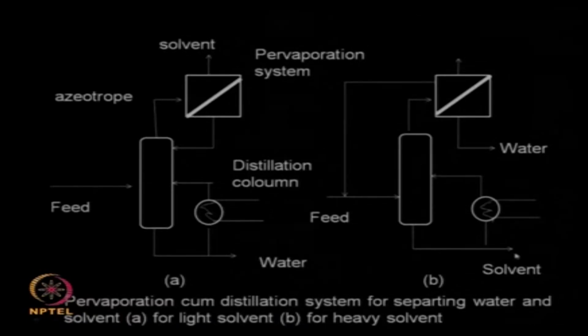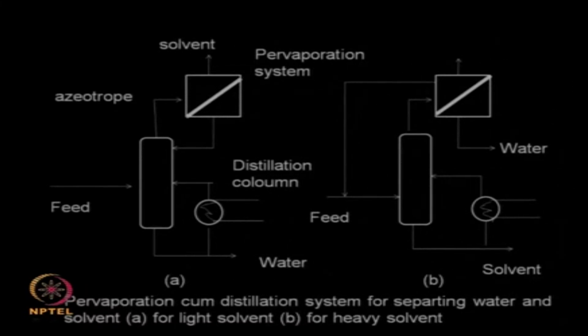If it is a heavy solvent, the solvent will be at the bottom and water will be at the top, right. So if it is a heavy solvent, then what do we do? The solvent will be collected pure. At the top you are going to have solvent and water, again you will have a pervaporation membrane. Water alone can be recovered, that means I use a hydrophilic membrane here, and then the solvent which is coming out can be again either mixed with the feed or you can dispose of it.